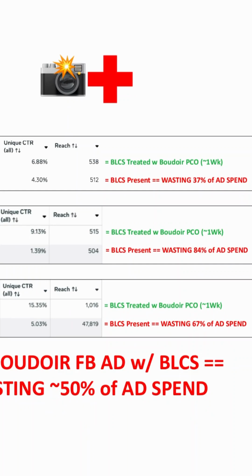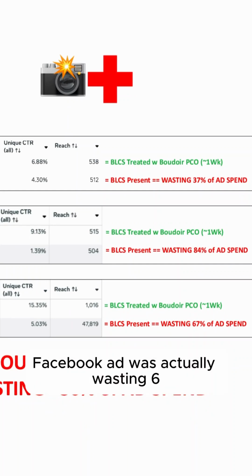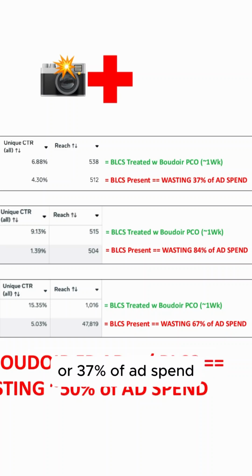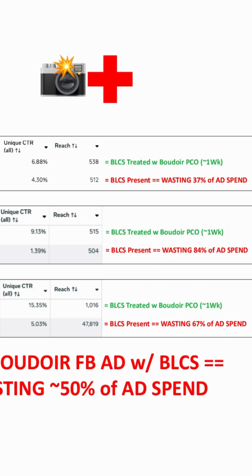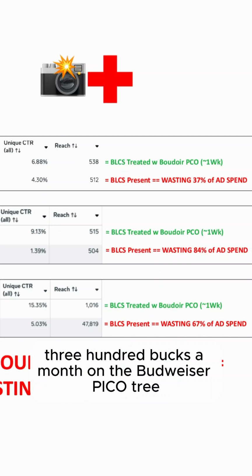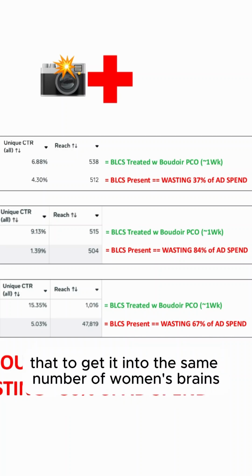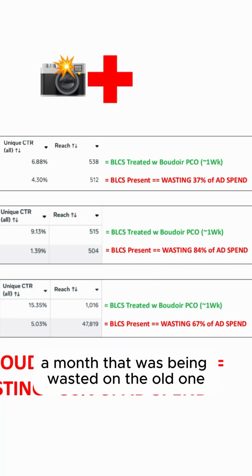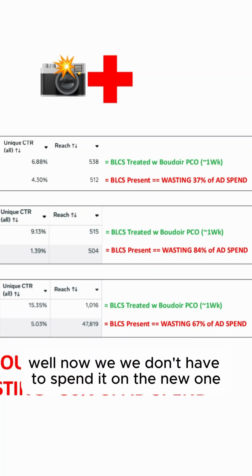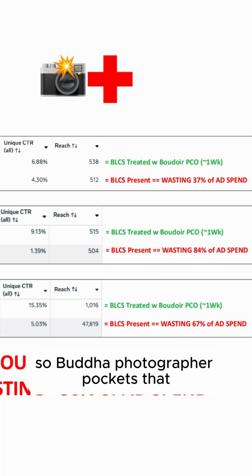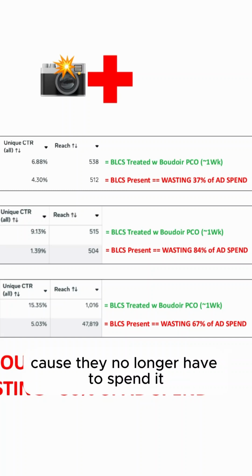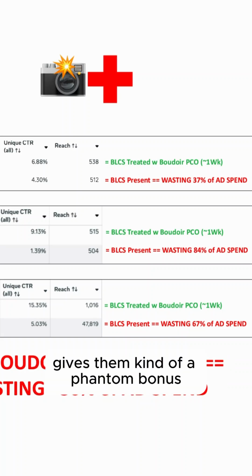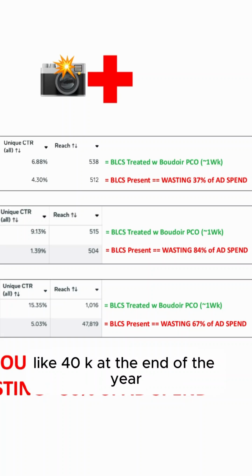So now we discovered the original Boudoir Facebook ad was actually wasting 37% of ad spend. If they're spending 10 grand a month on the original Boudoir Facebook ad, now they only need to spend $6,300 a month on the Boudoir Pico treated ad to get it into the same number of women's brains. So $3,700 a month that was being wasted on the old one, well, now we don't have to spend it on the new one. We just pocket that. So the Boudoir photographer pockets that. Has like a phantom profit every month because they no longer have to spend it. And this gives them kind of a phantom bonus, like 40K at the end of the year, at the end of 12 months.